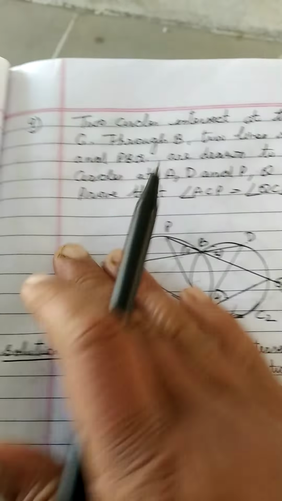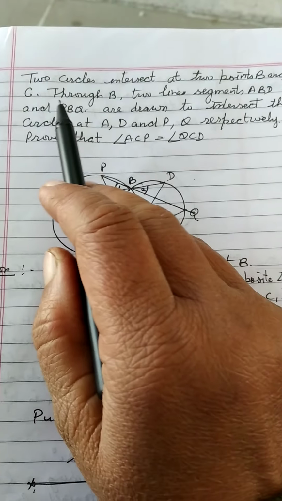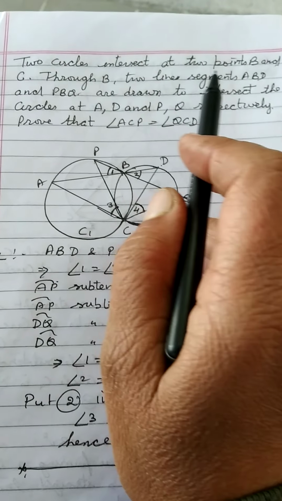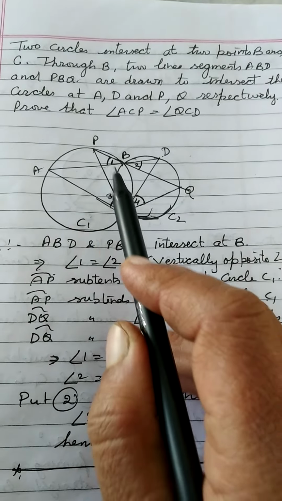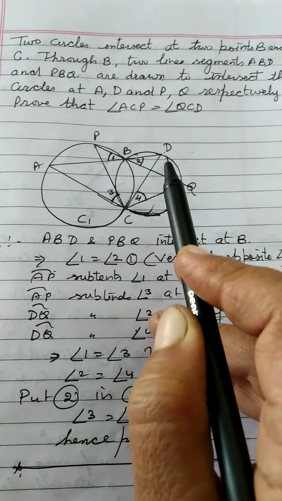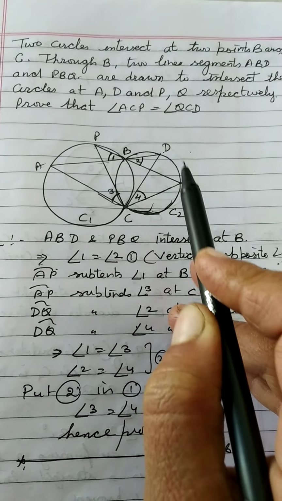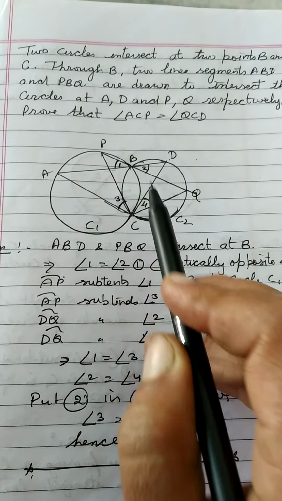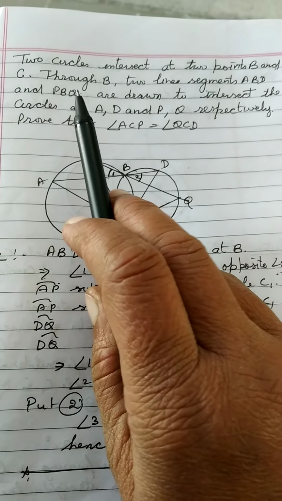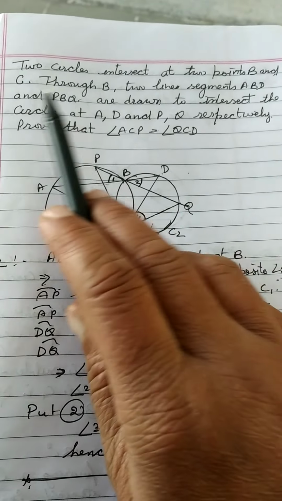Then we come to the next question, question number 9. Two circles intersect at 2 points B and C. Here is circle C1 and circle C2 which intersect each other at points B and C.